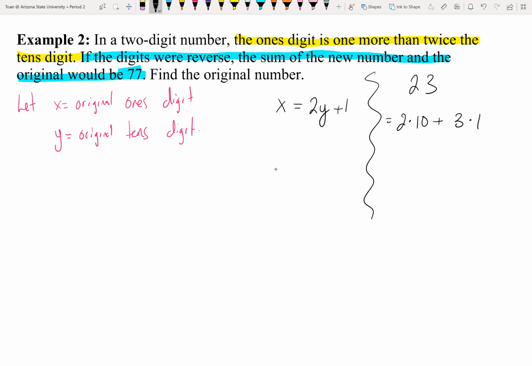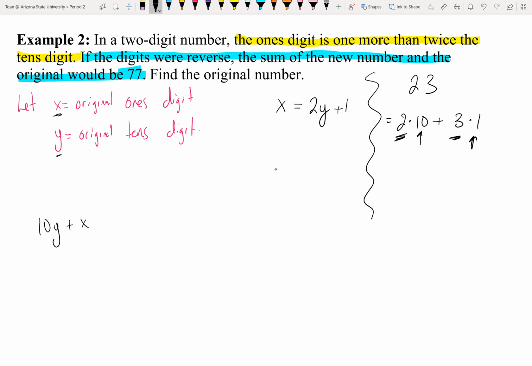So if I say, if the digits were reversed, the sum of the new number and the original would be 77. Okay, sum. That's adding, right? I'm adding the new number with the old number. Let's write down the old number. Well, if x is the original ones and y is the original tens, what's the old number? 10y plus x. Do you guys agree that that would be the original number? 10 times the tens place plus 1 times your ones digit. You guys okay with how that works?